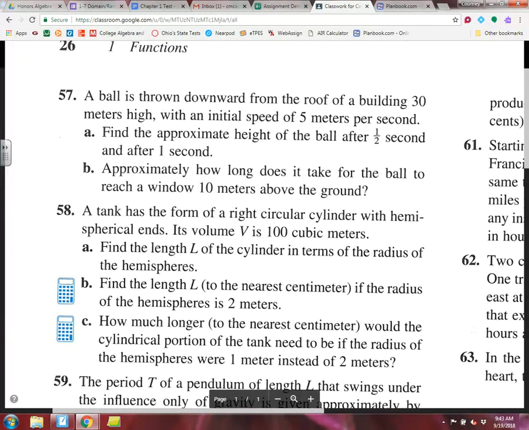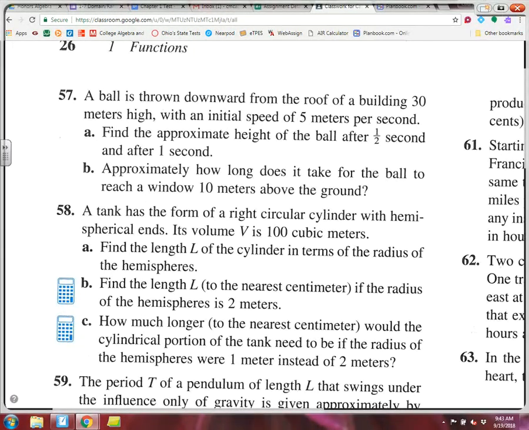A ball is thrown downward from the roof of a building 30 meters high with an initial speed of 5 meters per second. Find the approximate height of the ball after a half a second and after 1 second. Well, those are both times, right? So if I can find my height function, all I got to do is plug those in. Fair enough? So are we talking meters or feet here?